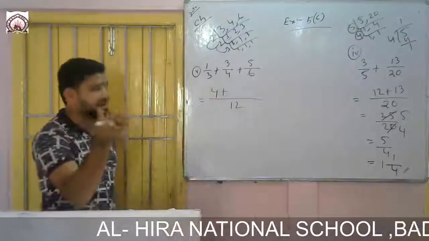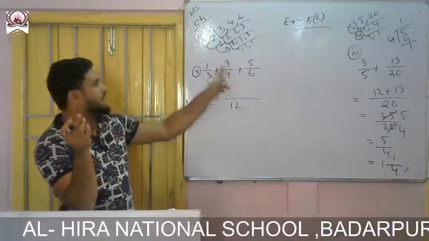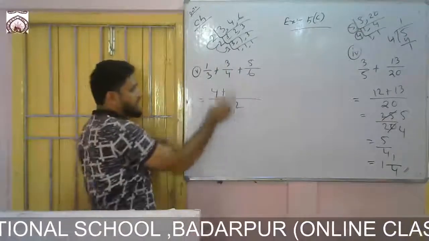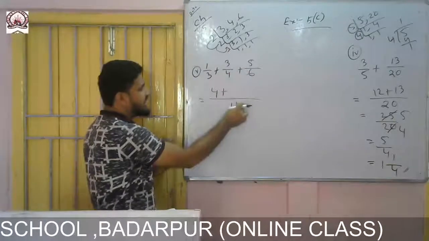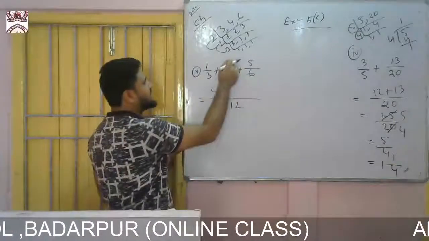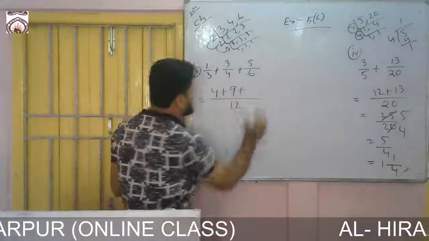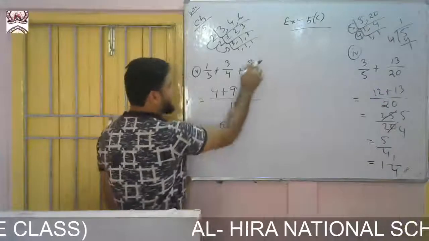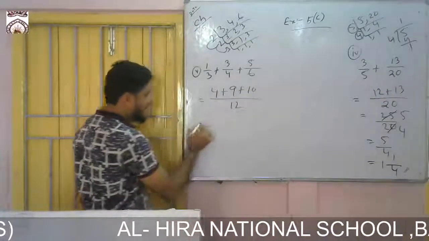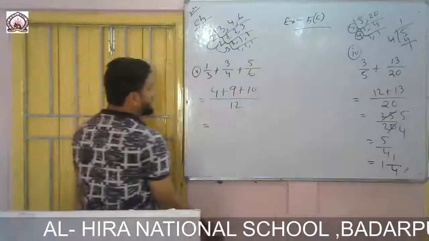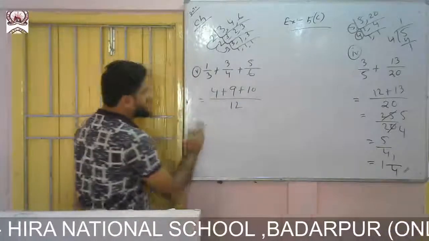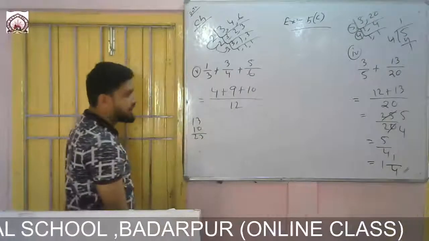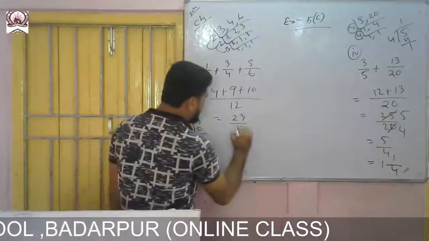Whatever result you get, you have to multiply it with the numerator of that particular number with which you have divided. So you are dividing with 4, so 4 3s are 12, so this 3 should be multiplied with this 3, so 3 3s are 9. Then 12 divided by 6 is 2, this 2 should be multiplied, 5 2s are 10. Now you add it: 4 plus 9 it is 13, 13 plus 10 it is 23. So 23 by 12.